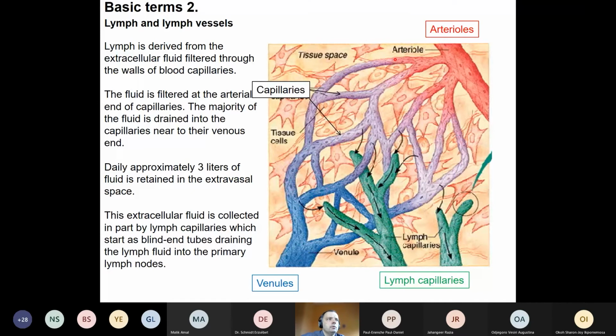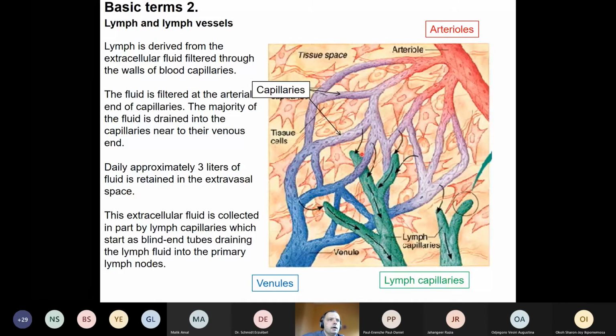The vascular wall at the capillary level is not completely sealed because there is a certain amount of fluid transported from the vessels into the extracellular space. It's kind of filtered through the vascular wall, and this fluid is then finally returning into the venous side of the capillaries, into the veins, but not completely. A few liters a day stay outside the blood vessels in the extravasal space, and this has to be collected.